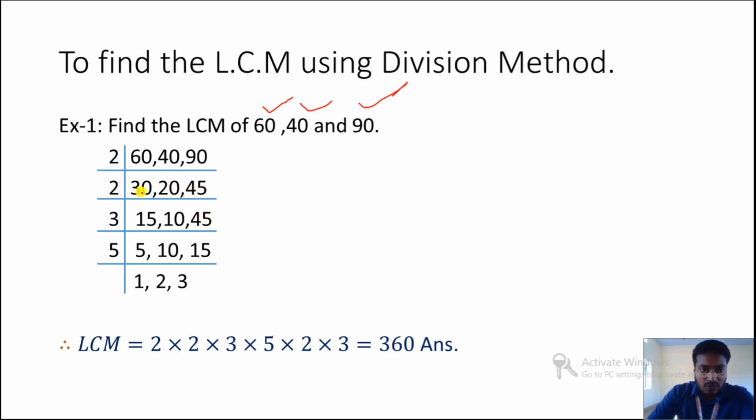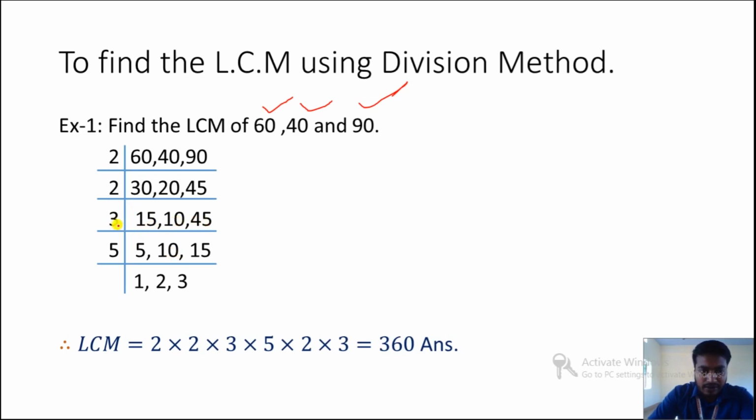Let's see. 2: when we divide 30 by 2 we'll get 15. When we divide 20 we'll get 10, and as I said, 45 as it is we need to write here because it is not divisible by 2, but from the list 2 are divisible, so we have to divide. Clear now? Now you can see by 2 only one number is divisible. As I said, at least 2 should be divisible, so we will not take 2. Instead we will move to the next prime number, and what is the next prime number? 3, and by 3 we can divide this 15 and 45, but this 10 we cannot divide, so we will write it as it is here.